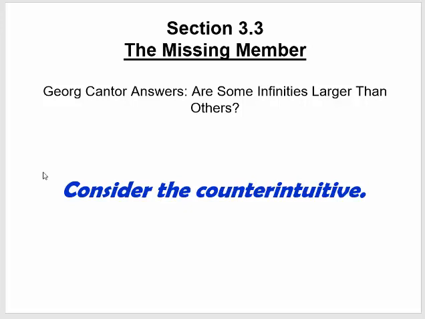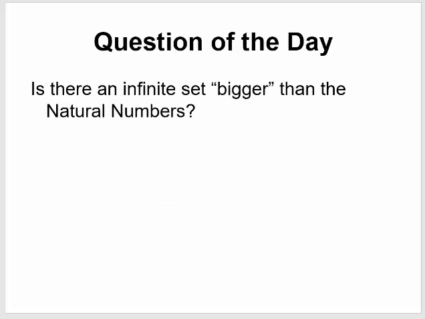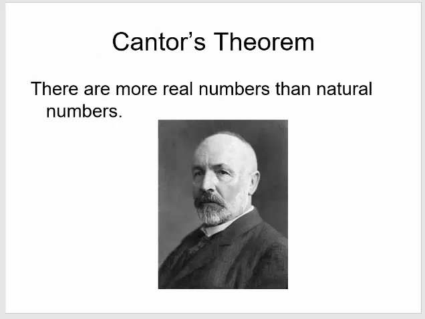integers than natural numbers. So the question of this lecture is: is there an infinite set, quote unquote, bigger than the natural numbers? There's a theorem by Cantor, and what he said is there are more real numbers than natural numbers. Remember, natural numbers are like 1, 2, 3, 4, 5, and so on. The real numbers are numbers like 1, 1.1, 1.2, -5, -7. So just intuitively thinking about it, it would seem that there are more real numbers than natural numbers.